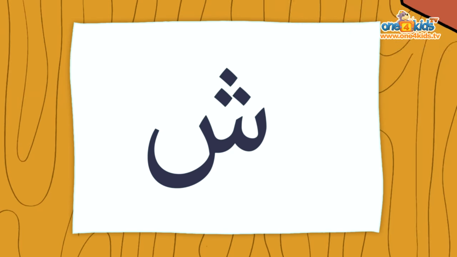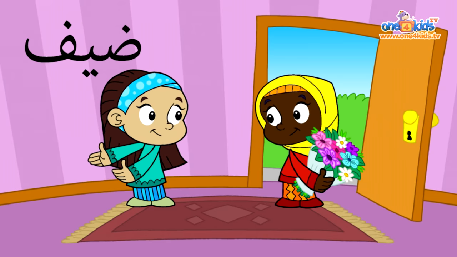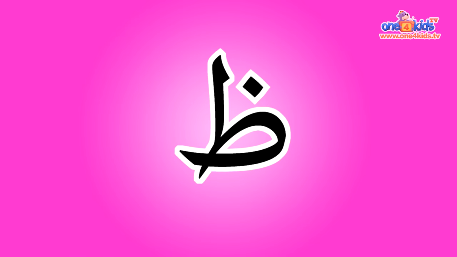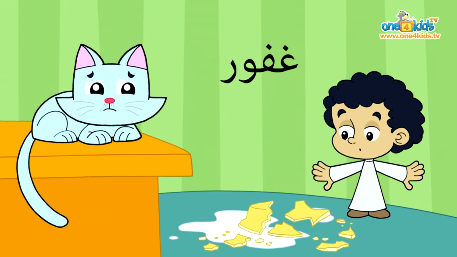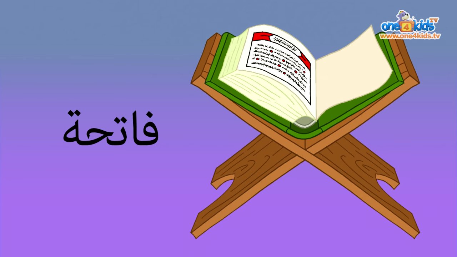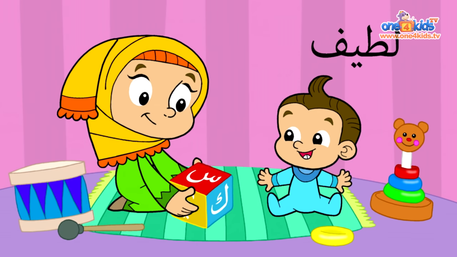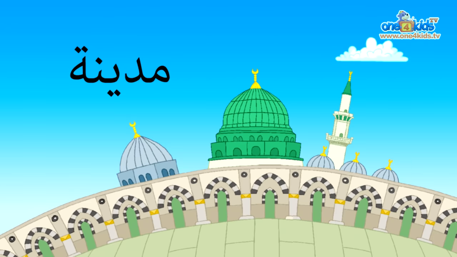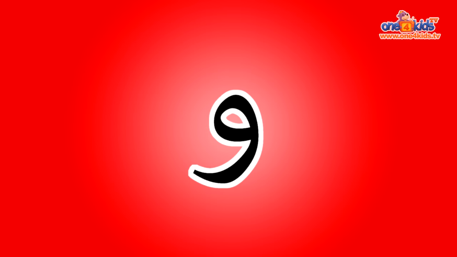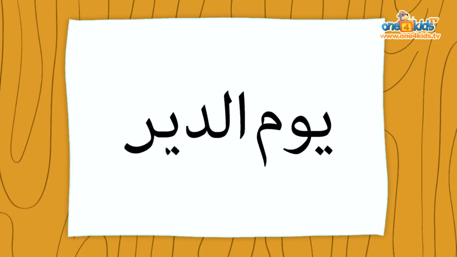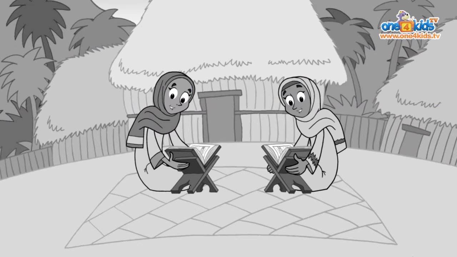Sheen is for Shams and Sod is for Song. Thad is for Thaif and Ta for Tahara. Tha is for Dila, Ain is for Ibada, Ghain is for Ghafur and Fa is for Fatiha. Qaf is for Quran, Kaf is for Kitab, Lam is for Latif and Mim is for Medina. Nun is for Noun, Ha is for Hidayah, Waw is for Wajud and Ya is for Yawmuddin. We're learning the Arabic alphabet so we can read and learn Al-Quran.